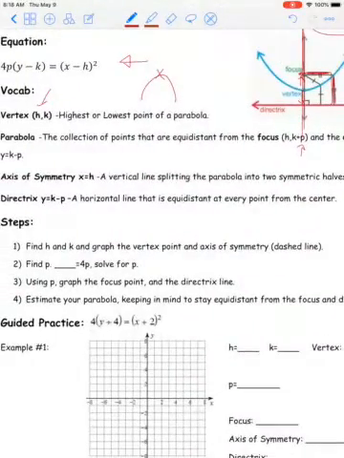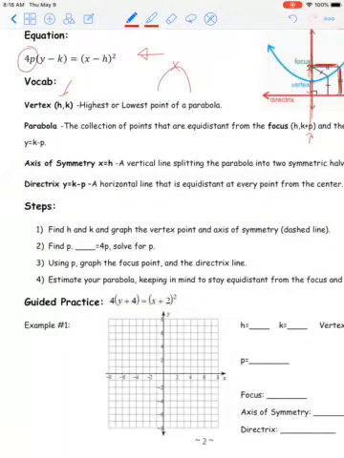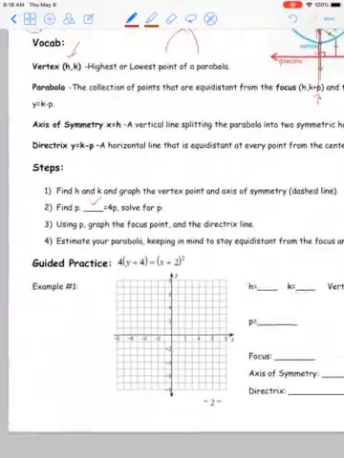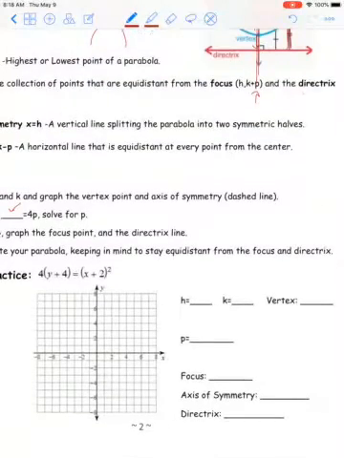So to find these, we're going to get h and k first, and then you have to find p. Notice p here is with 4, so you have to solve for whatever that is. And then we can draw it with that. So let's take a look at this example problem here.